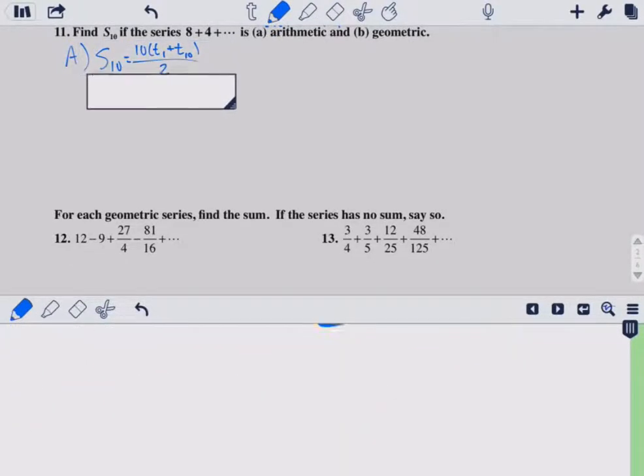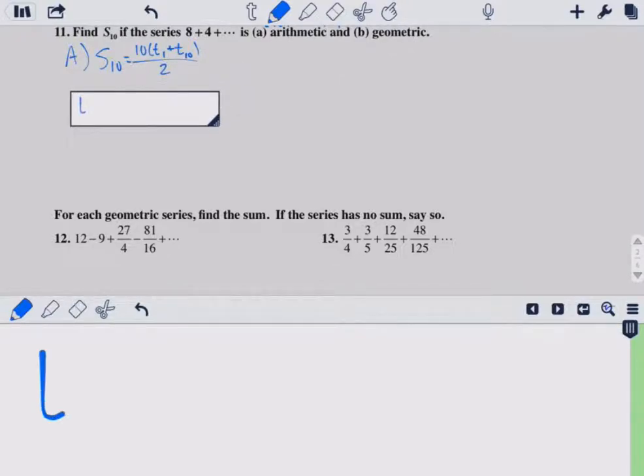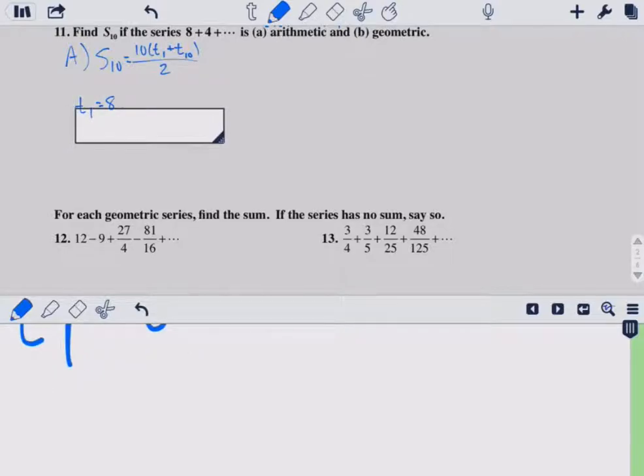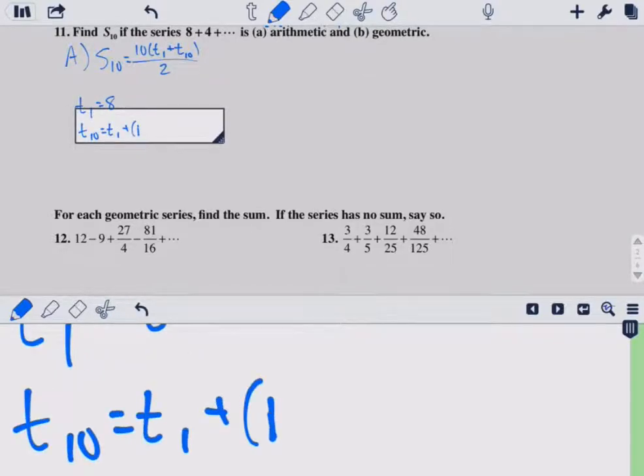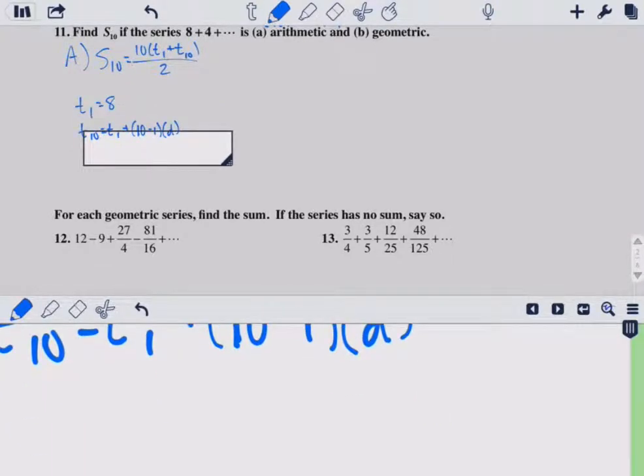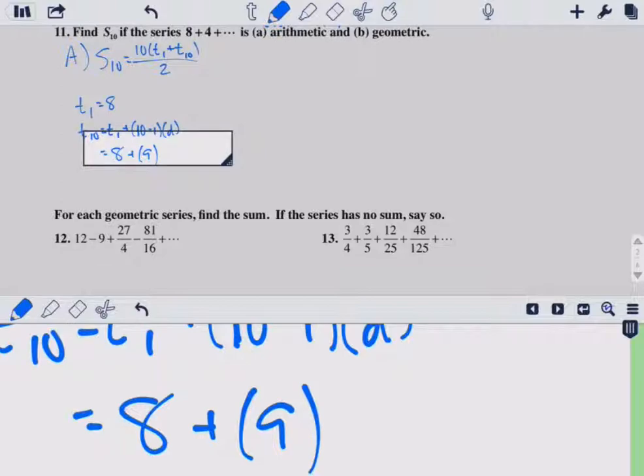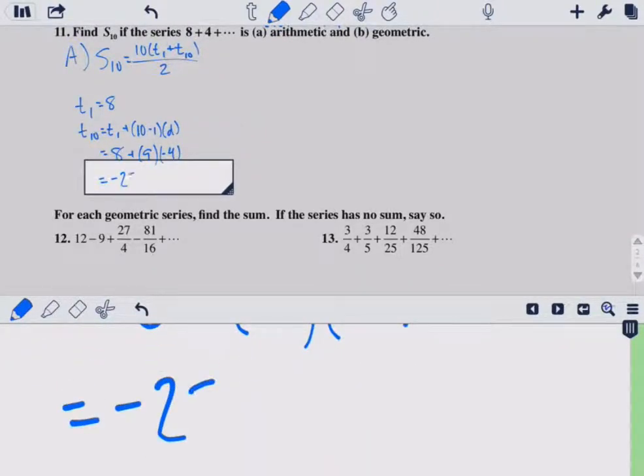Okay, so what I don't know is t sub 10. I know t sub 1 is equal to 8. T sub 10 is equal to t sub 1 plus 10 minus 1 times d. Okay, so plug in that information: 8 plus 9 times d. d is negative 4. 8 minus 36 equals negative 28.